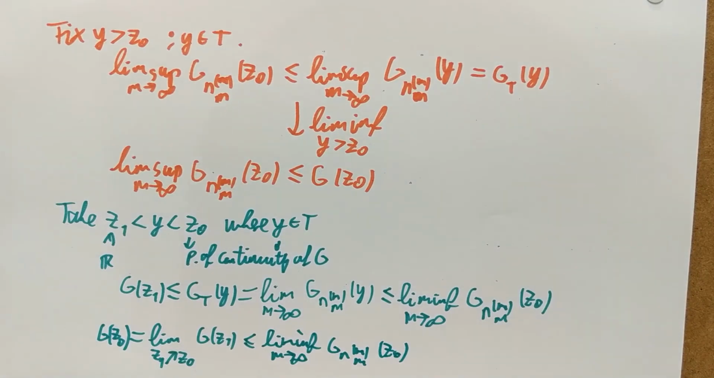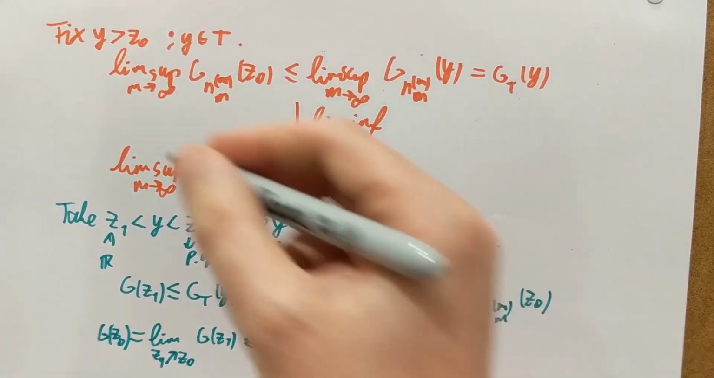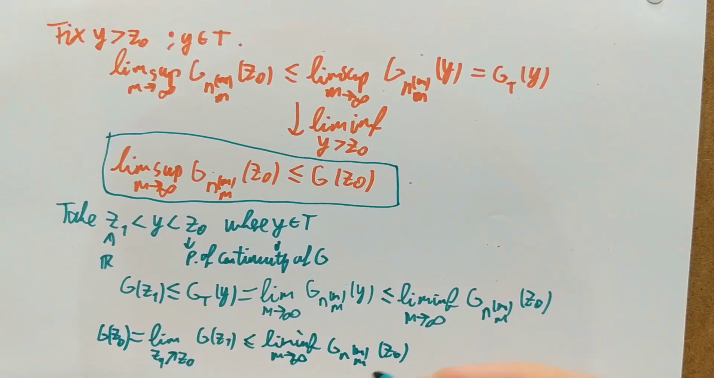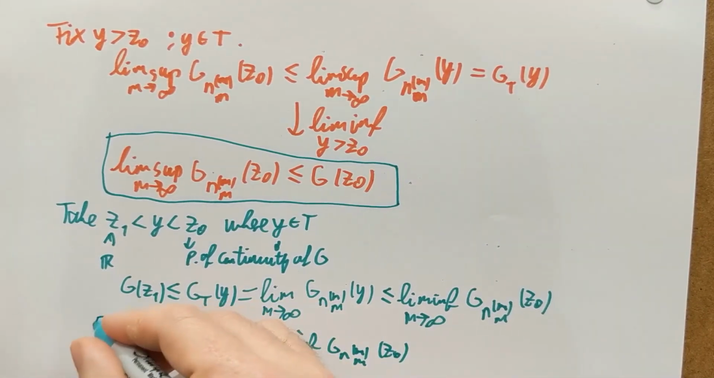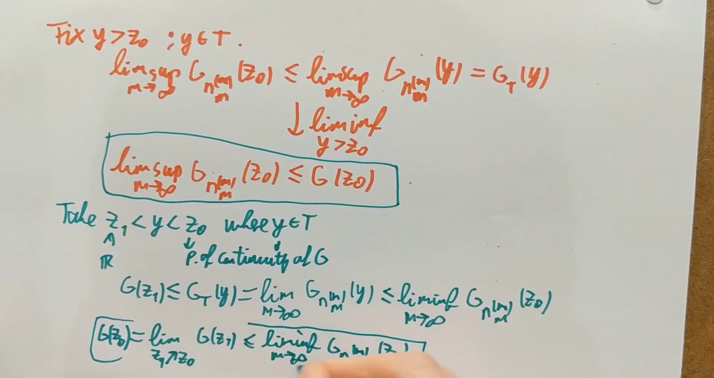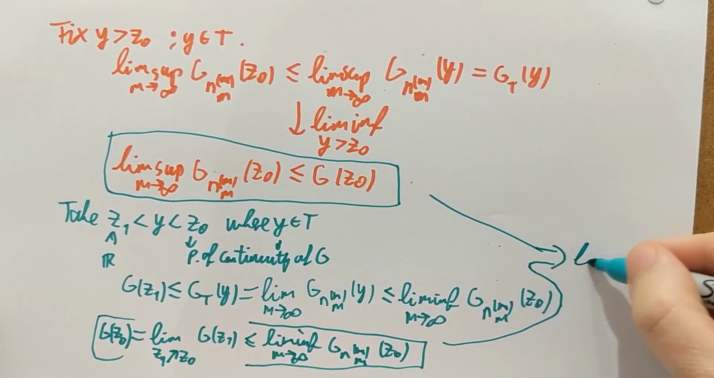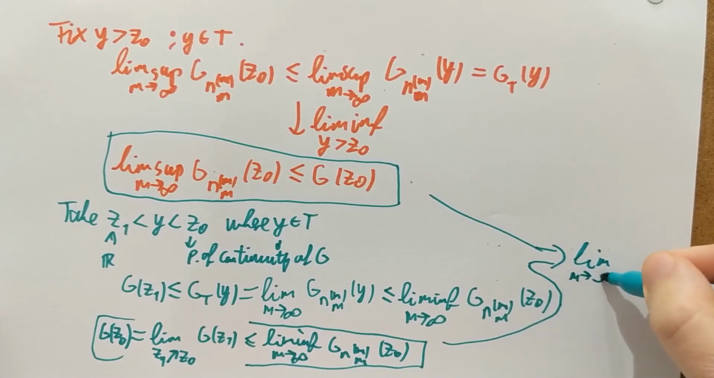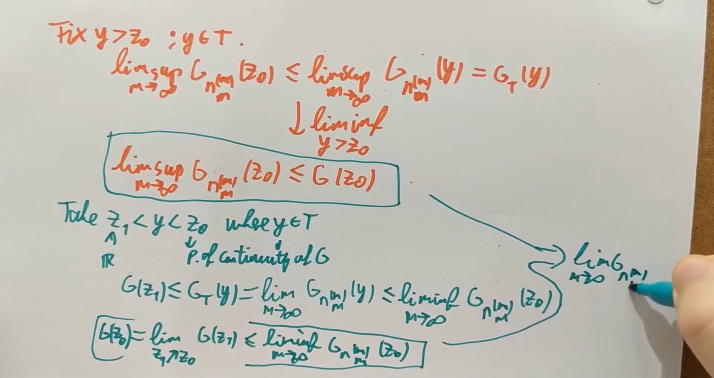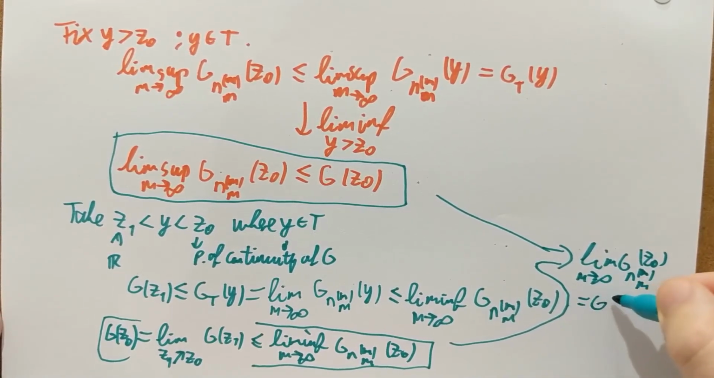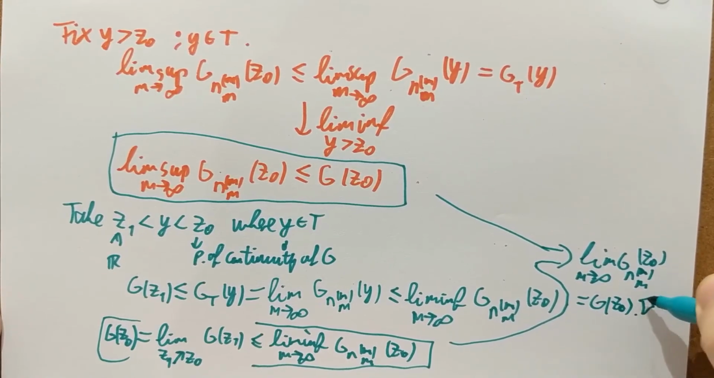At this moment I'm done, because what I found before is that the lim sup of the G_{n_m} at Z naught is bounded from above by G of Z naught. However, the lim inf is bounded from below by the same G of Z naught, so therefore lim sup equals lim inf equals limit equals G of Z naught. So I conclude from these two that this limit exists and is equal to G of Z naught, and that's what I wanted to prove.